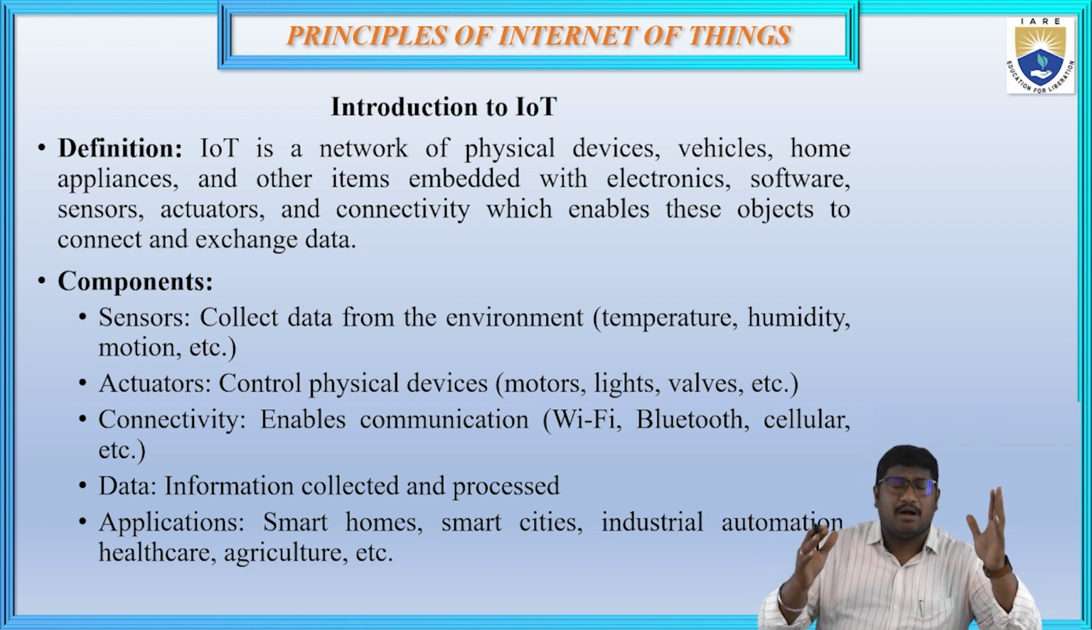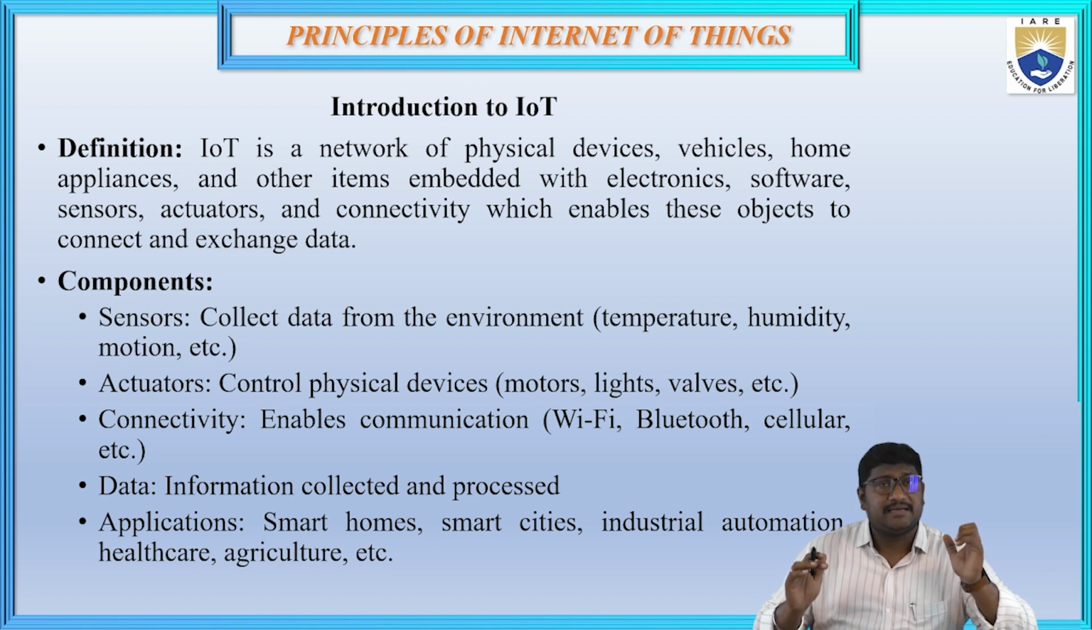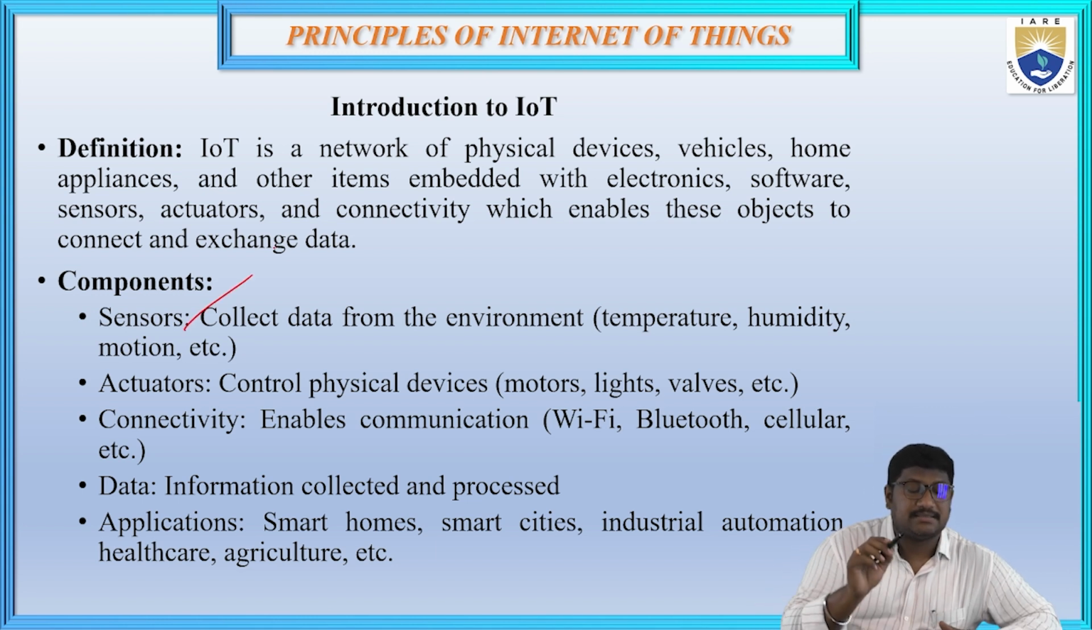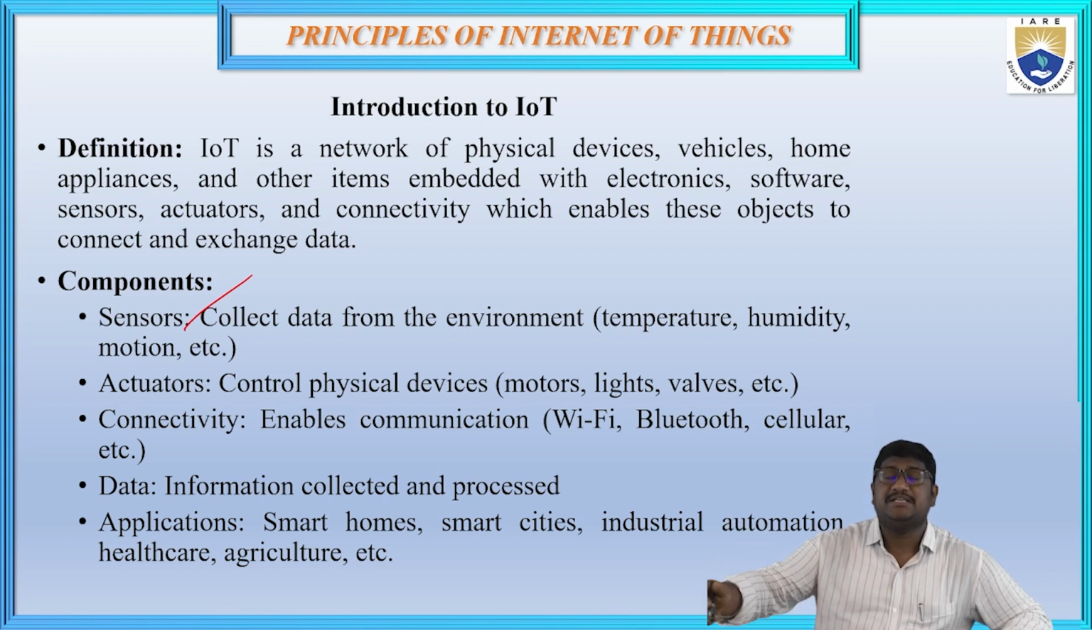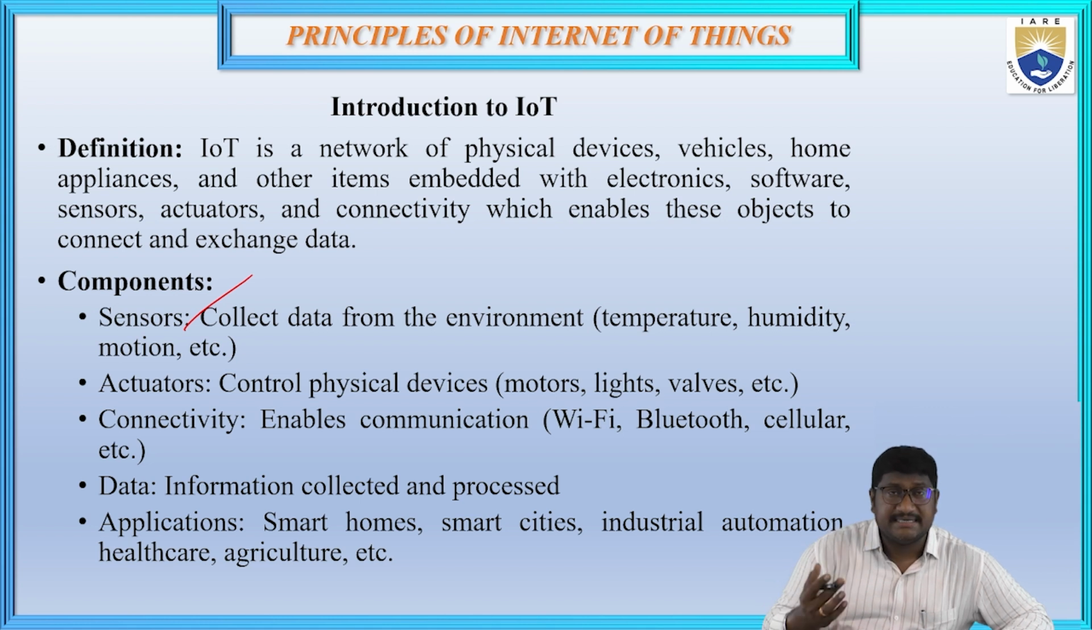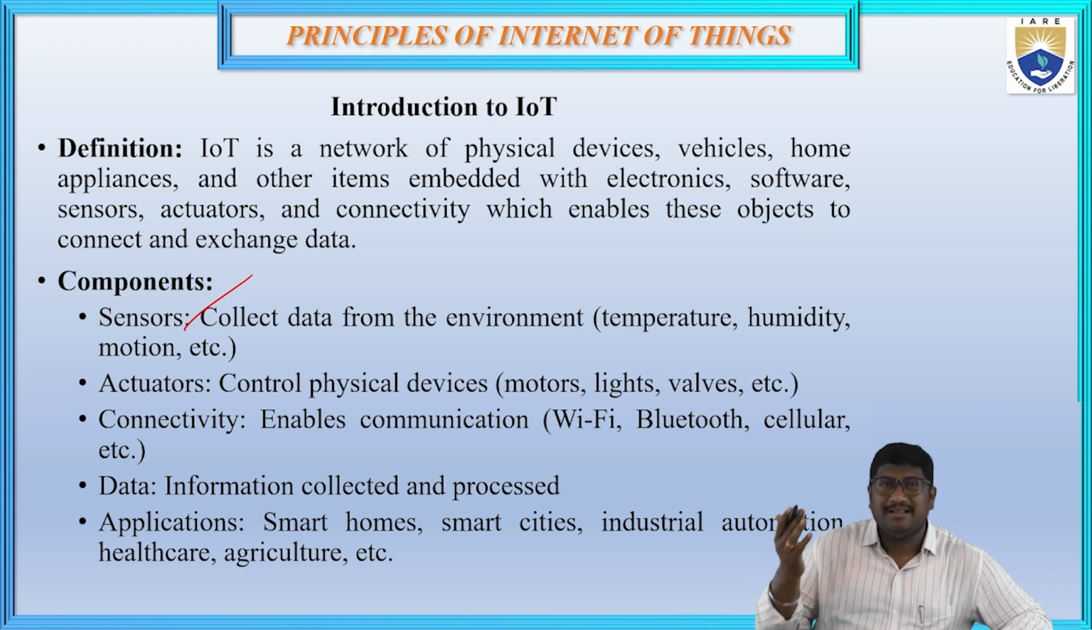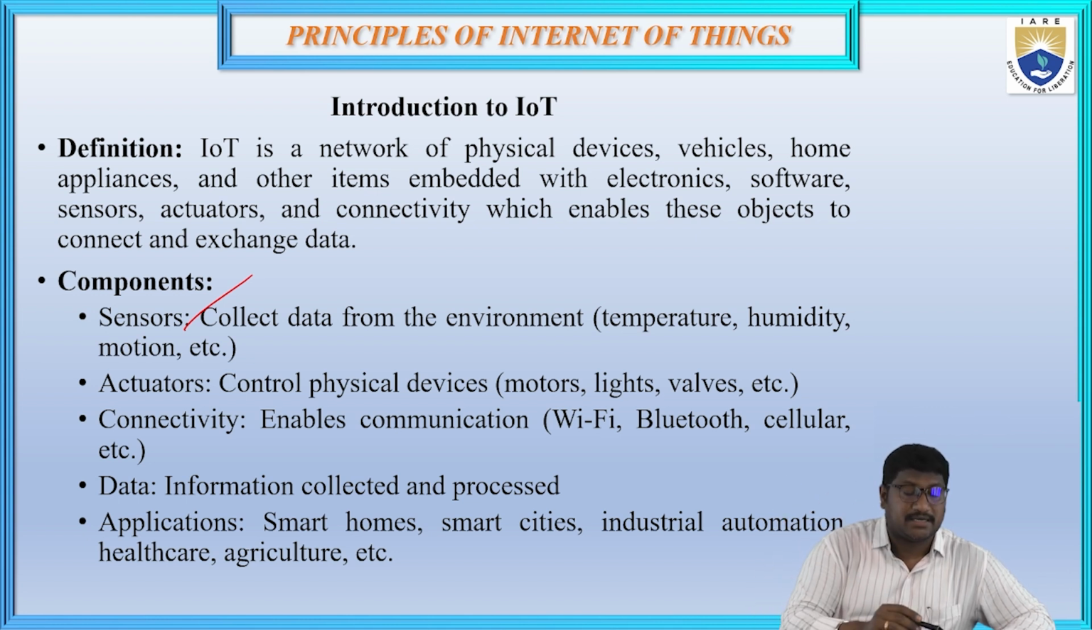What are the components that exist in IoT? The first one is sensors, which are used for collecting data from the environment. The data may be based on temperature, humidity, or motion detection, whatever it may be. We collect the data from the environment; that's what sensors do. Coming to actuators, they control physical devices such as motors, lights, and valves. All these things can be controlled with actuators only.